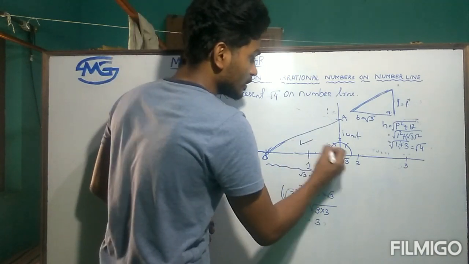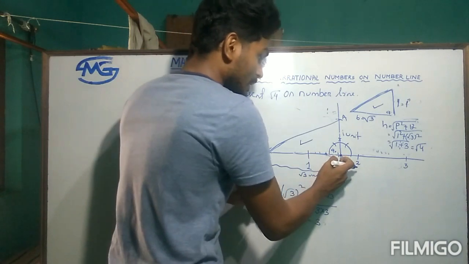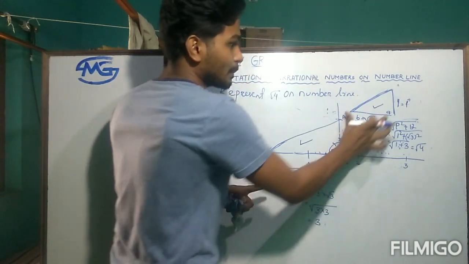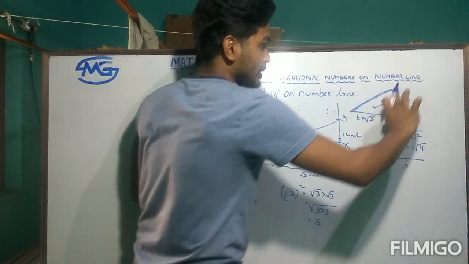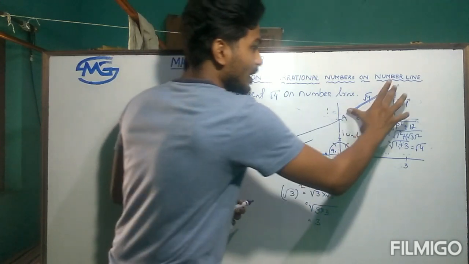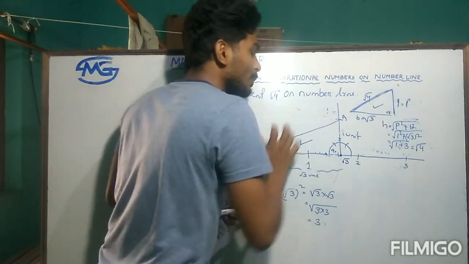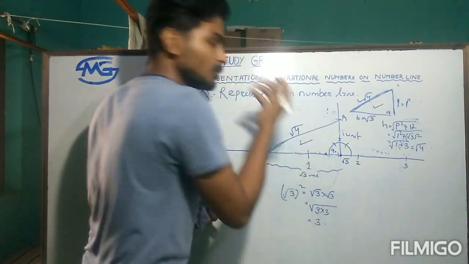Then see, this is also a right angle triangle. This part is the base, which is equal to root 3. This is the height part, 1 unit. Then this is the hypotenuse part. If this is root 4, then what will be the value of this? This is also root 4.